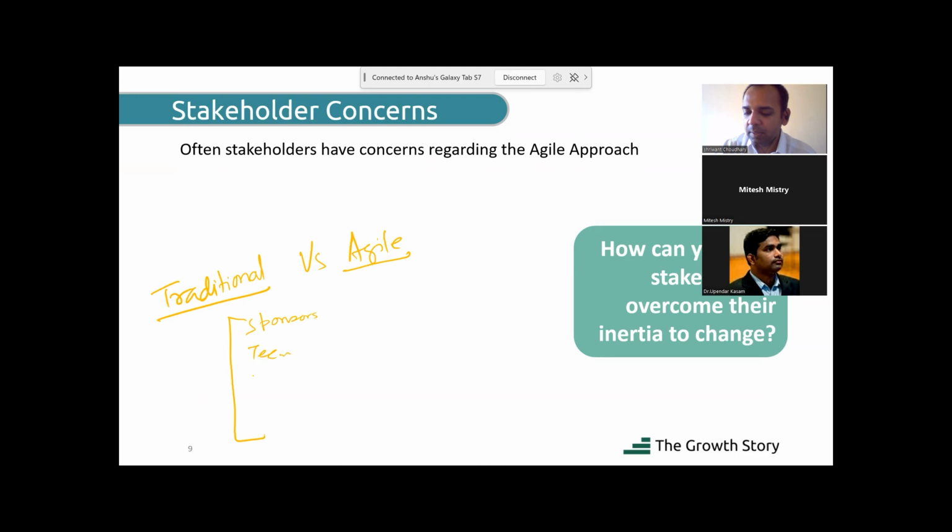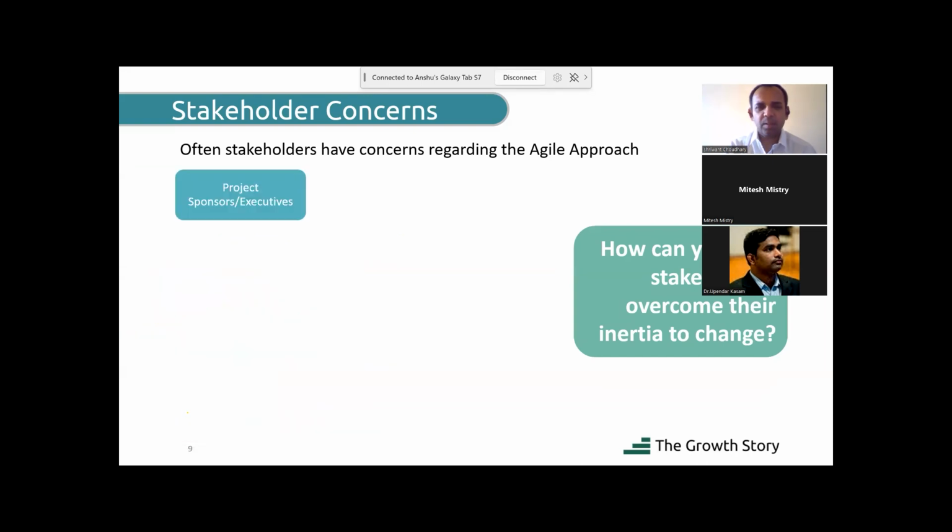Then we have team, then we have product owner, then we have scrum master, then we have auditors. There are many types. So largely, what are these people concerned about? Think about it. What are their concerns? They have been working in traditional projects for a long time. Now you go to them and say, traditional is all right, but I think agile would be better for you. They say, okay, agile is better for me, but let me know how agile can solve my concerns. So the first concern is from the executives or the sponsors.